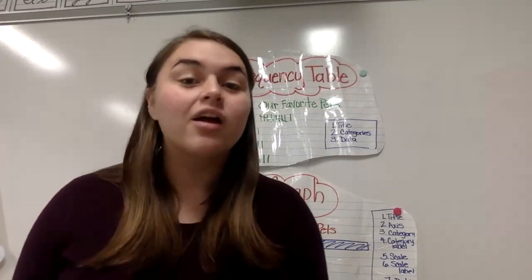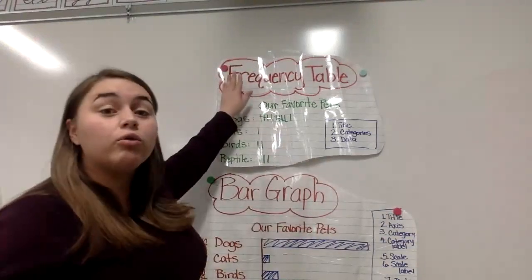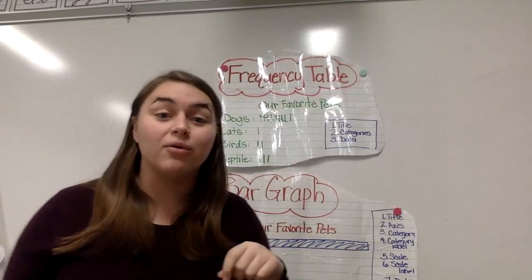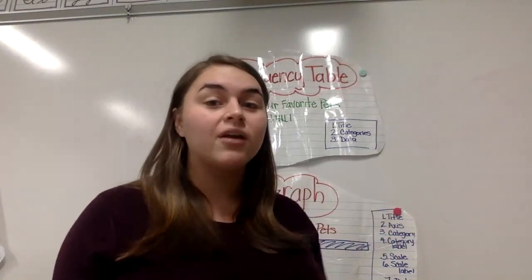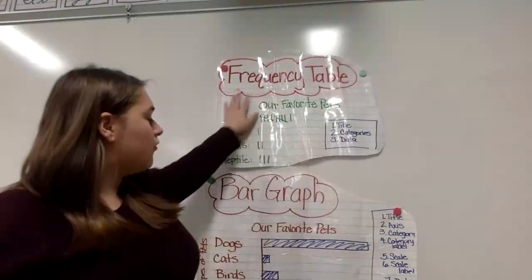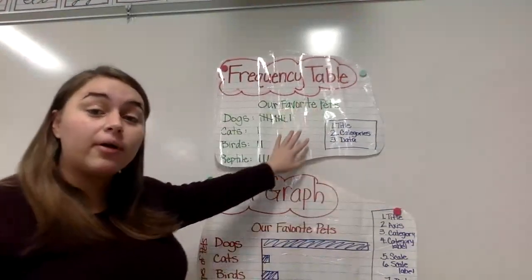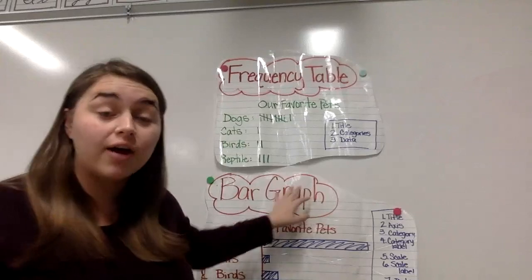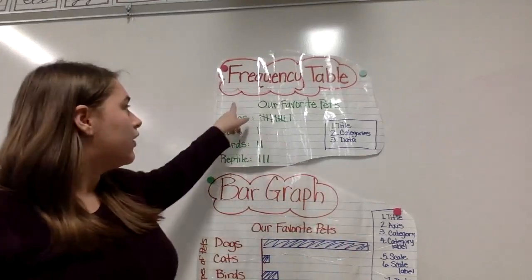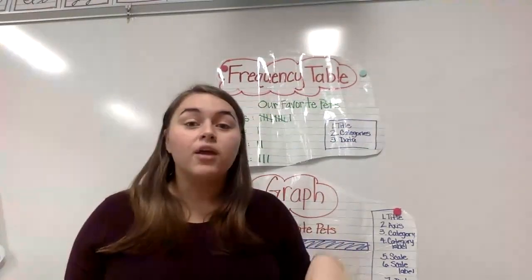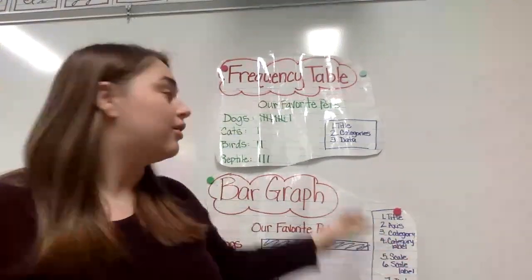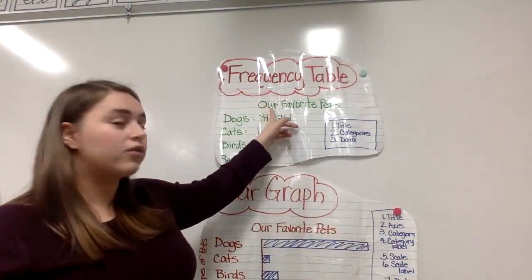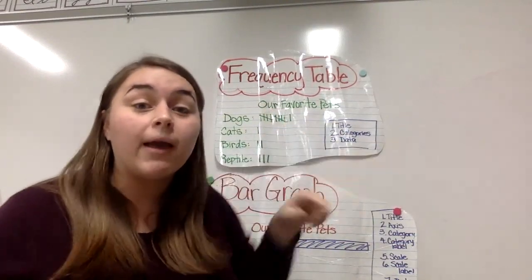Hey, third graders. Yesterday, I know you learned about frequency tables and the kinds of information that you can put on a frequency table. Today we're going to be using that kind of information and learning how to put it onto a bar graph. In case you forgot, in a frequency table, you are gathering information that you can get from a survey. For example, a survey we did was our favorite pets.